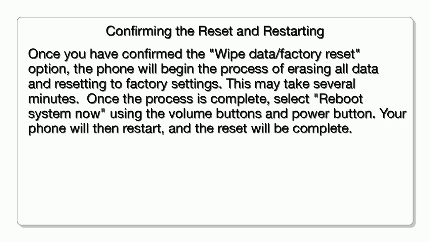Step five, confirming the reset and restarting. Once you have confirmed the Wipe Data Factory Reset option, the phone will begin the process of erasing all data and resetting to factory settings. This may take several minutes. Once the process is complete, select Reboot System. Now, using the volume buttons and power button, your phone will then restart, and the reset will be complete.